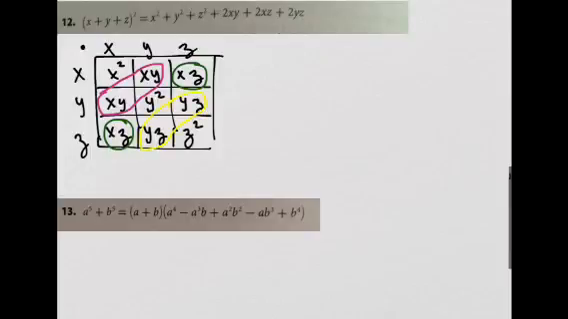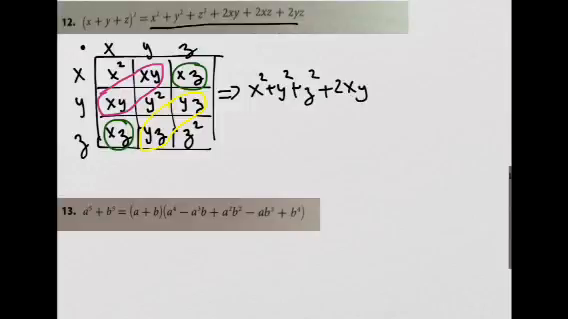So now when you write out your answer, just to follow the same order that they have up here, I've got x squared plus y squared plus z squared, and then looking at the pink I have 2xy, and then looking at the green I've got 2xz, and then looking at the yellow I've got 2yz.